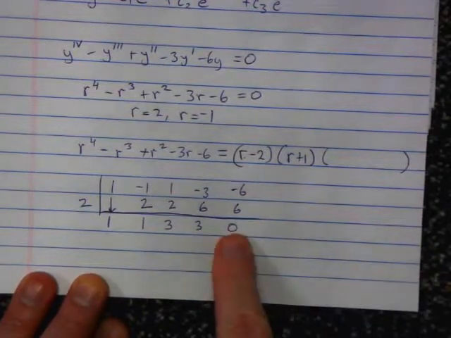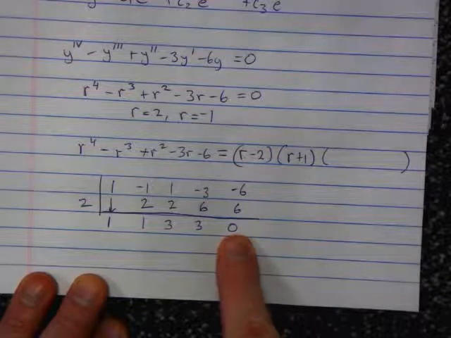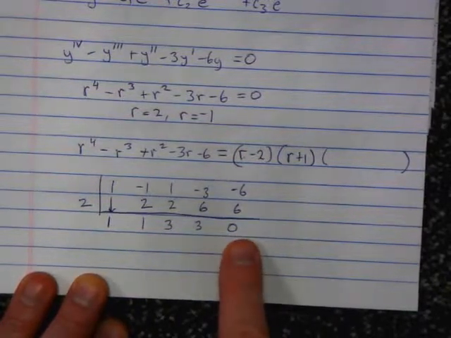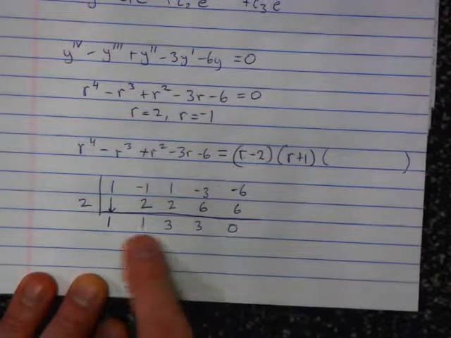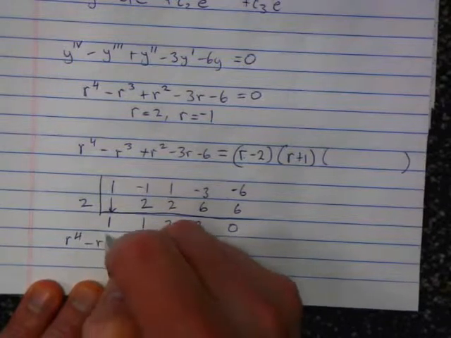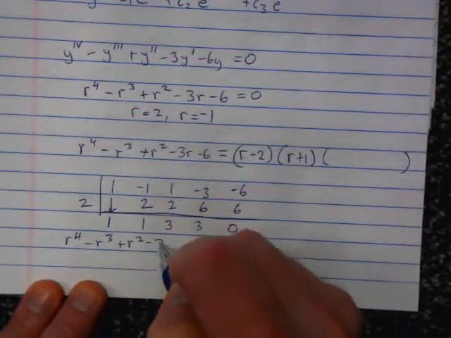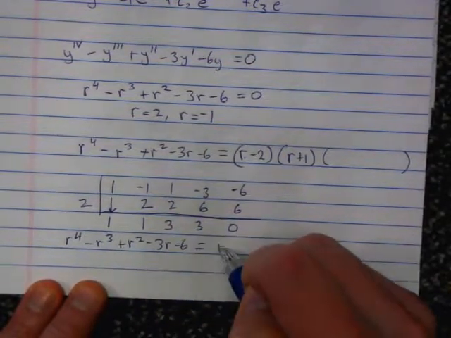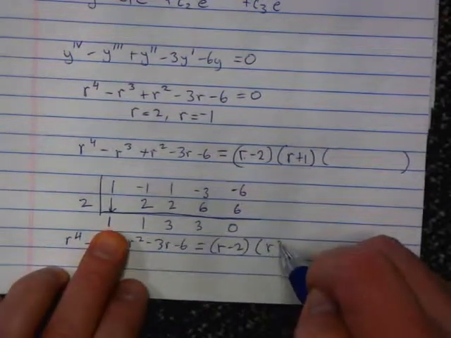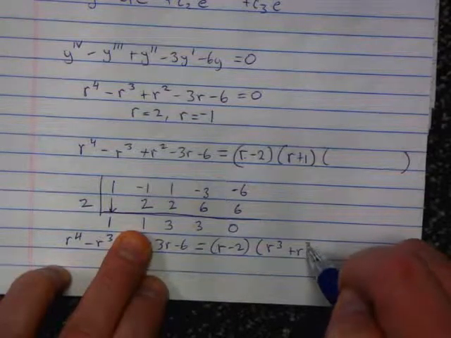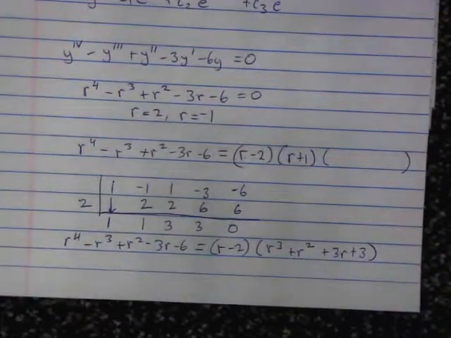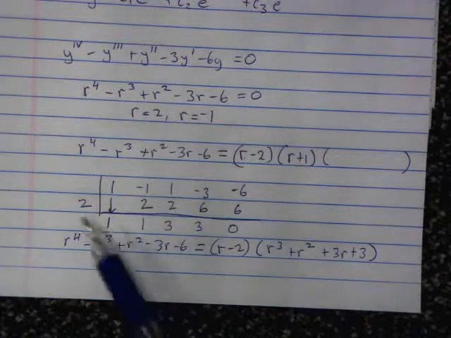If you did it right, the last one should always be 0. Why should the last one always be 0? No remainder. The last number would give you your remainder. So what we've just shown is that r to the fourth minus r cubed plus r squared minus 3r minus 6 factors as r minus 2 times r cubed plus r squared plus 3r plus 3. So that's what dividing by the r minus 2 did.